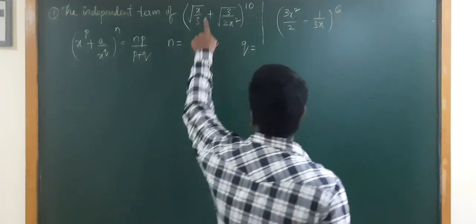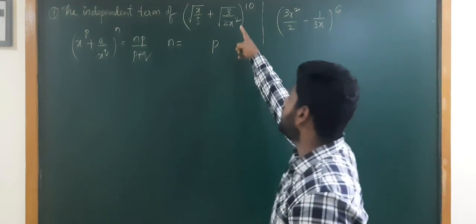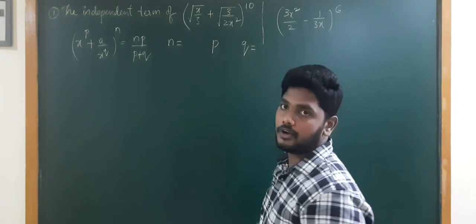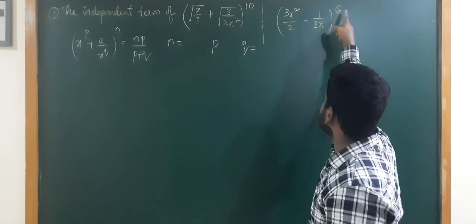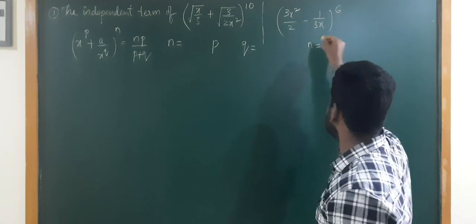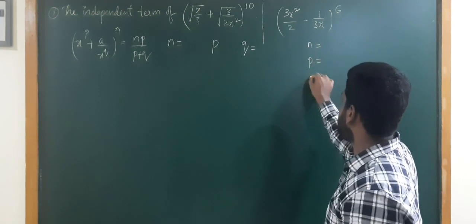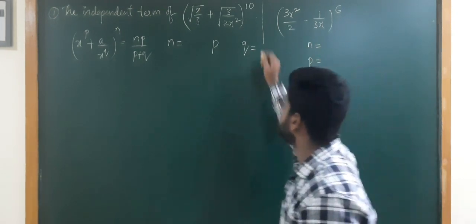One is (square root of x by 3 plus square root of 3 by 2x square) whole to the power of 10. Another question is (3x square by 2 minus 1 by 3x) whole to the power of 6. For this also we will find the n value, p value and q value.